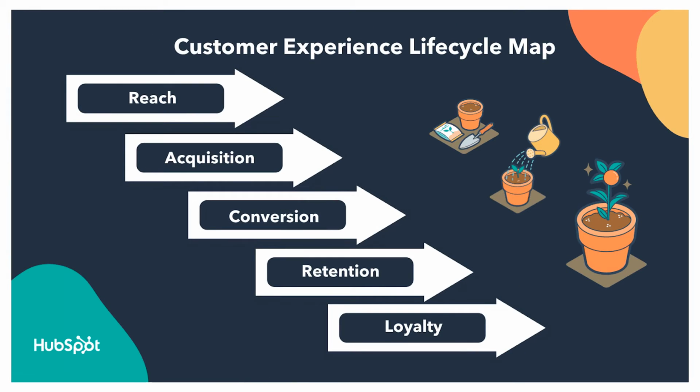Now let's look at another model. This is from HubSpot. In this example, they have a 5-step customer experience lifecycle map starting from reach. Now, at the reach stage, the customer is searching for a solution to a problem. This is your chance to what? Reach the customer with your product offering, with relevant marketing specifically targeted at them.